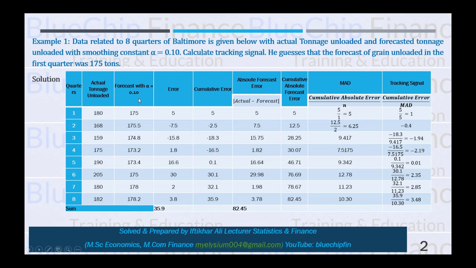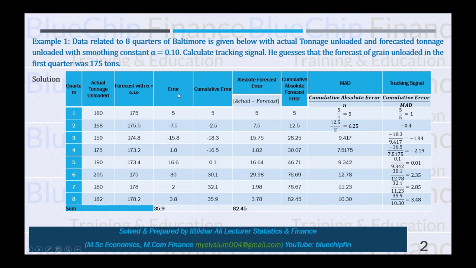And this forecast we calculated by ourselves. If you don't know how to calculate this forecast with smoothing constant 0.10, then you should go to the previous video, and maybe the previous one or two videos, in which we learned to calculate the forecast with alpha equals 0.10 or maybe 0.30. Now from here our question of tracking signal starts.